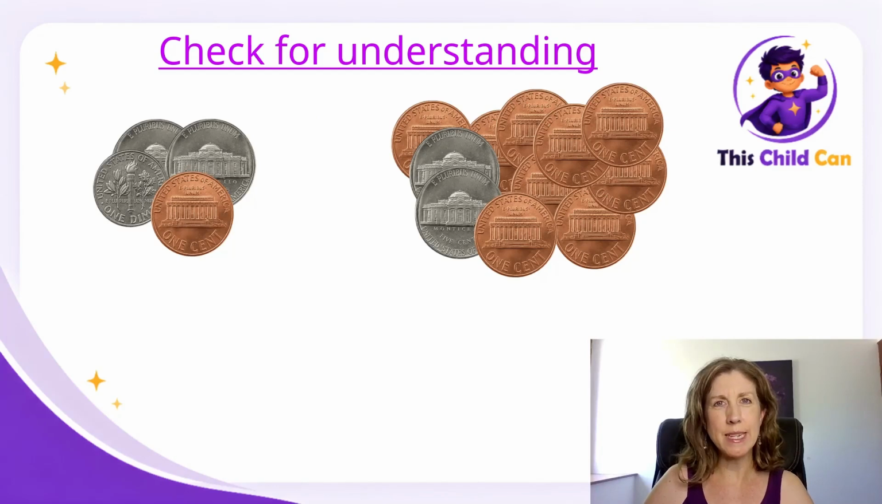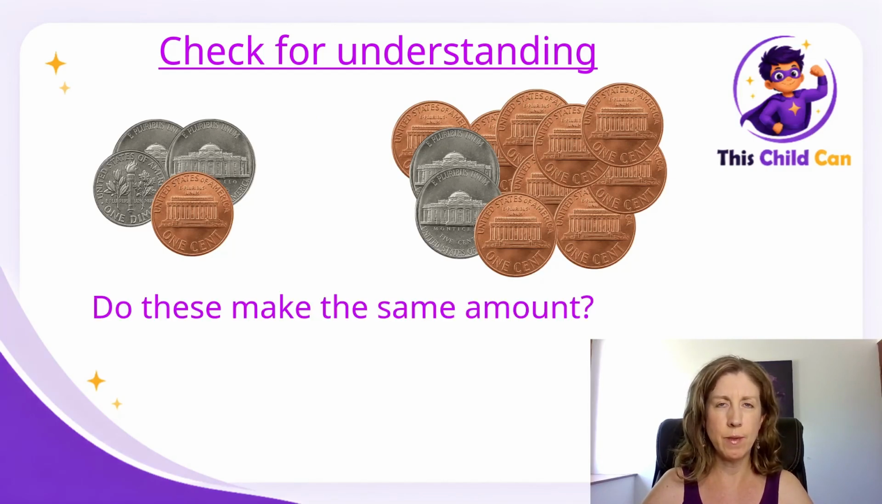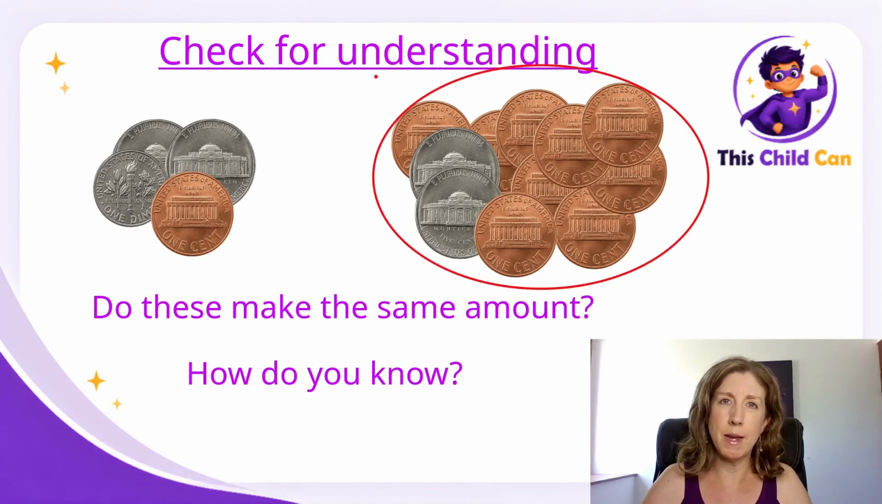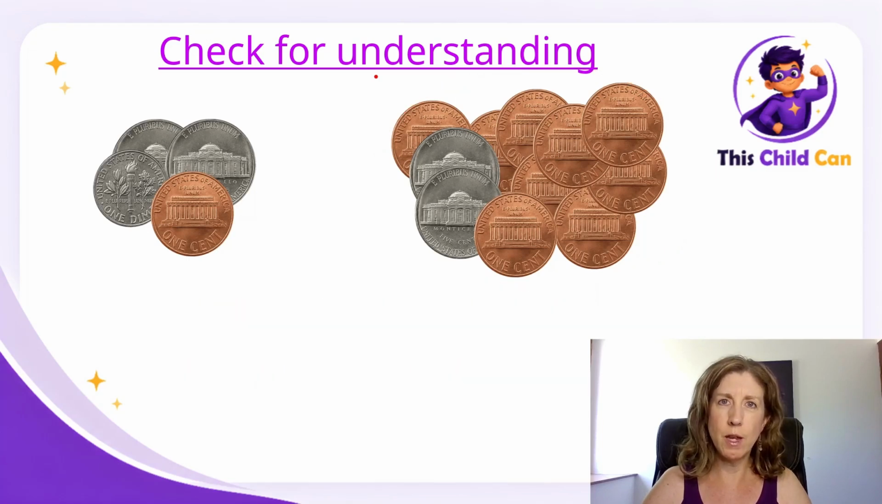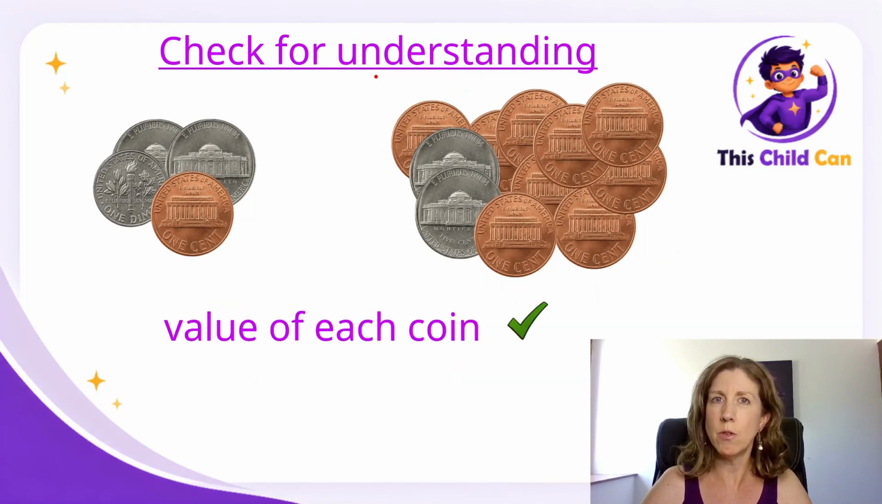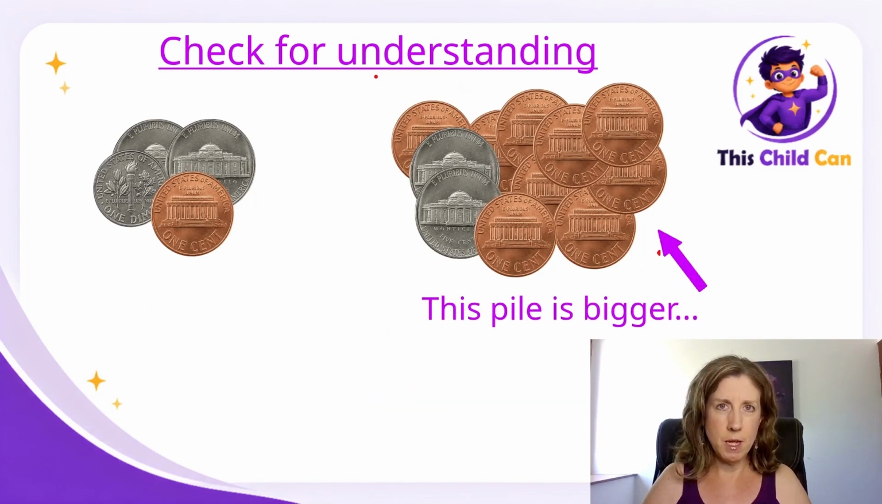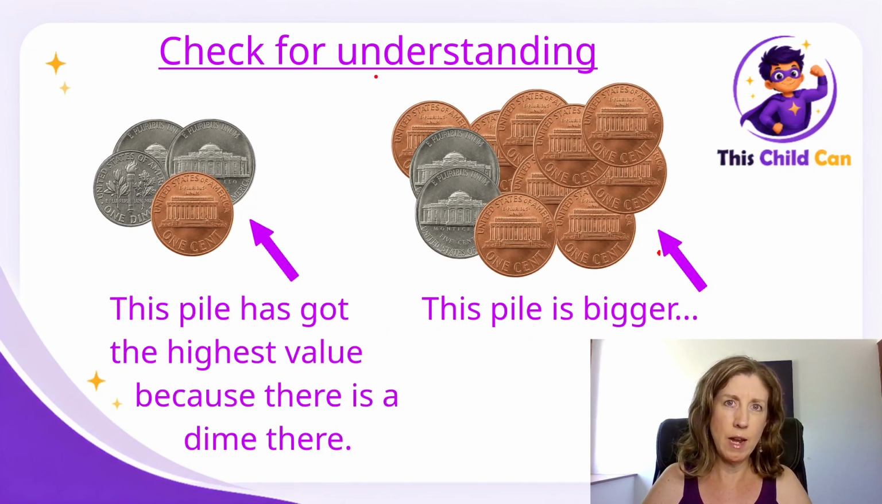One easy way to check for understanding is to show your child 2 different piles of coins like you see here. Ask them, do these make the same amount? How do you know? Children will often go for the pile that looks the biggest. At this point, you then need to bring them back to the value of the coins. You're looking for the value of each coin, not for how many coins there are.